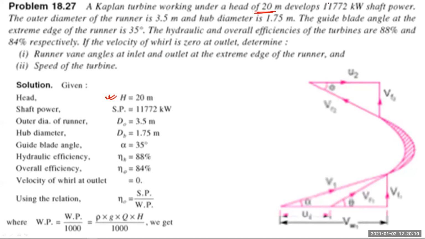It develops a power of 11,772 kilowatt shaft power. Shaft power is given: 11,772 kilowatt. Now the outer diameter of the runner is 3.5.